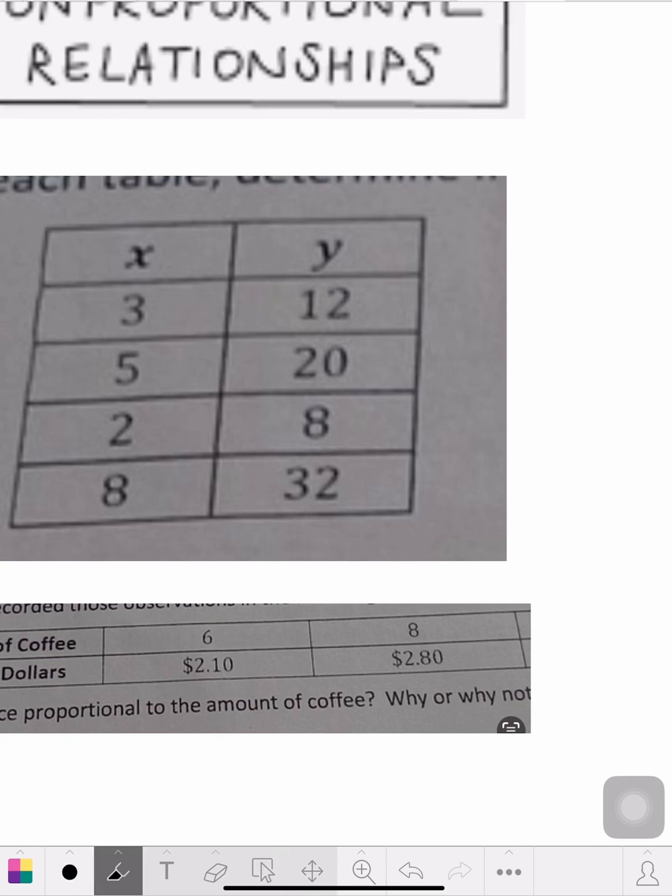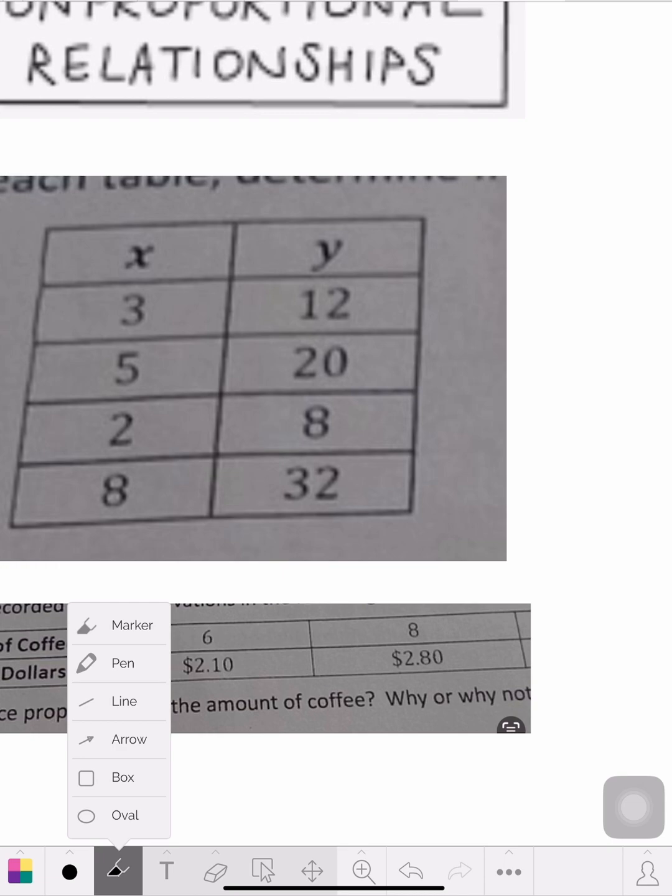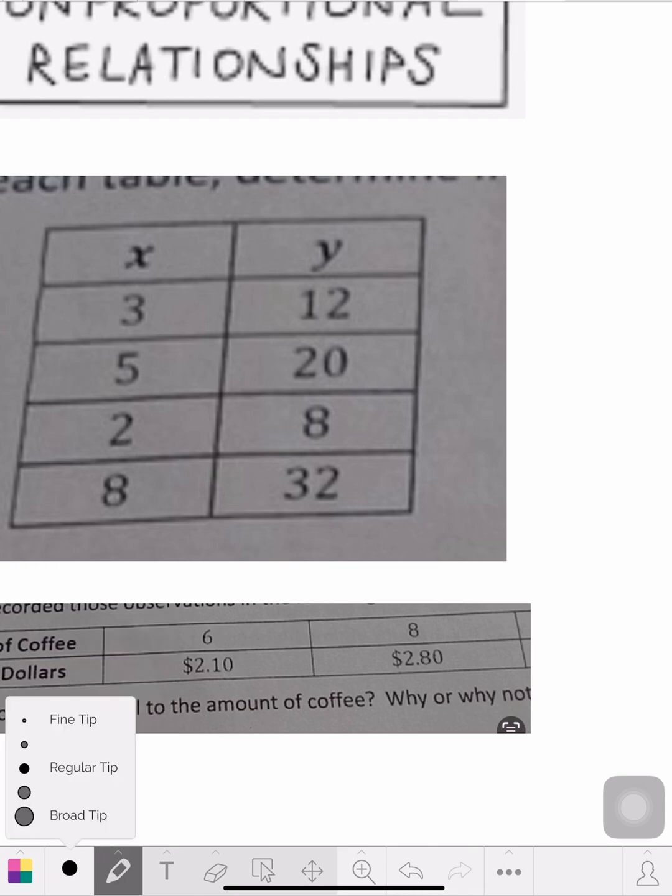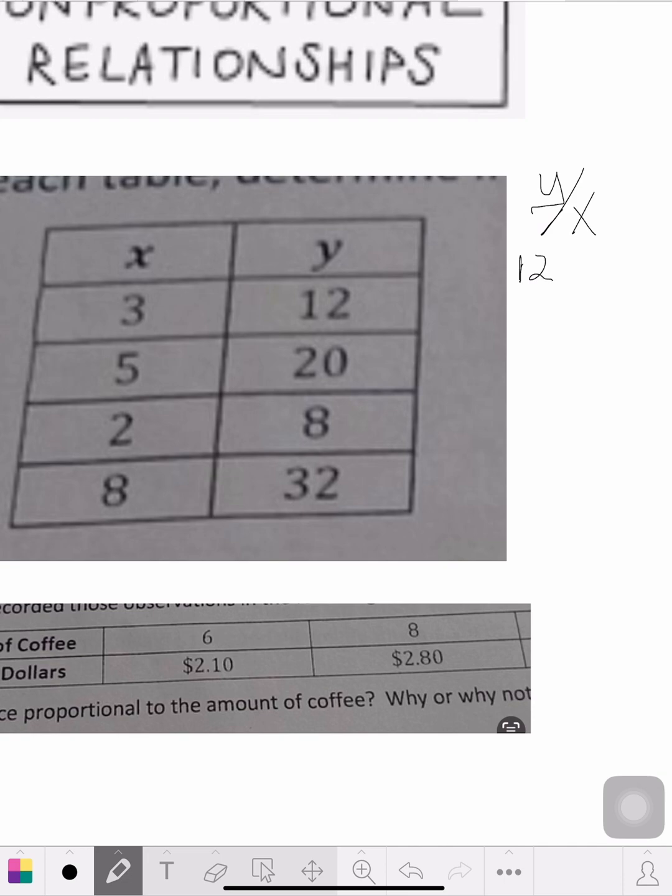Let's get the pen going here. So let's call this Y divided by X. The first one is 12 divided by 3. Then the next one is 20 divided by 5. The next one is 8 divided by 2. And the next one is 32 divided by 8.